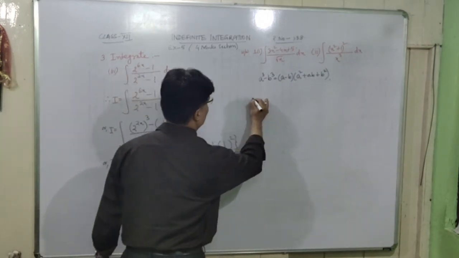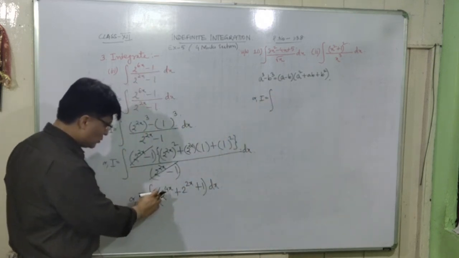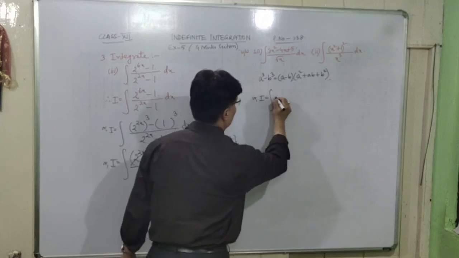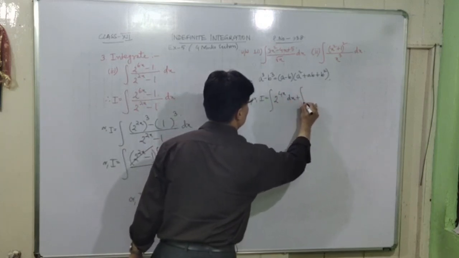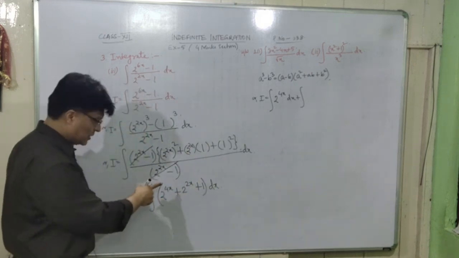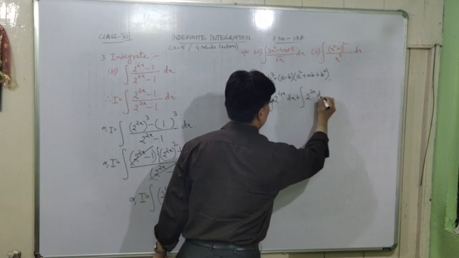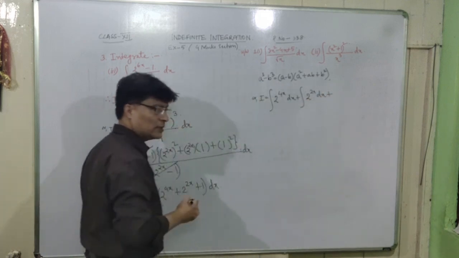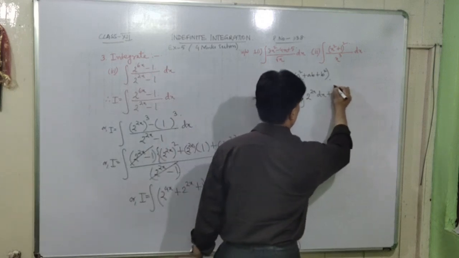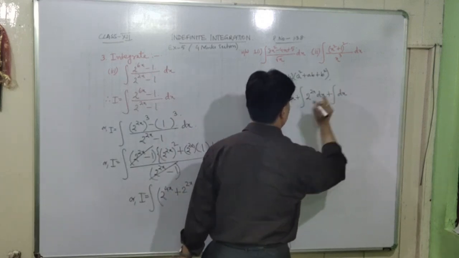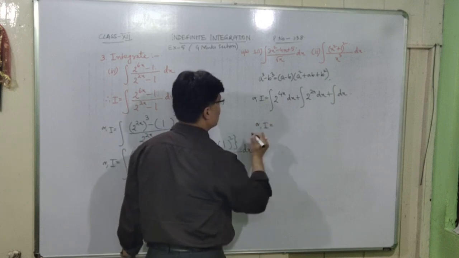Our I is equal to integration of, now this is 2 to the power 4x dx, plus integration of what? 2 to the power 2x dx. It is 2 to the power 2x dx plus, what is the last one? Integral sign dx. The last one is integral sign dx. Okay. So or I is equal to, what is it?